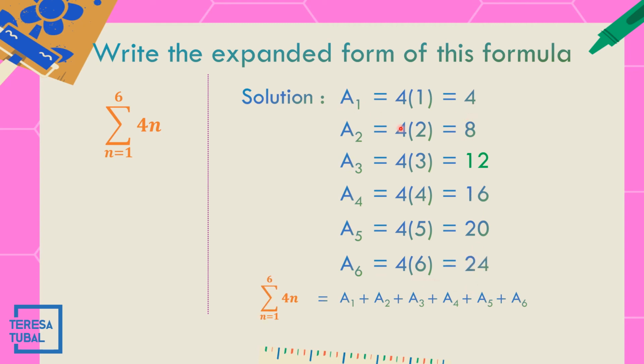So afterwards, let us write to be able to identify what is the sum of this sequence. 4 plus 8 plus 12 plus 16 plus 20 plus 24. If we add, the answer is equal to 84. So the summation of 4n goes to n equals 1 up to 6, that is equal to 84.